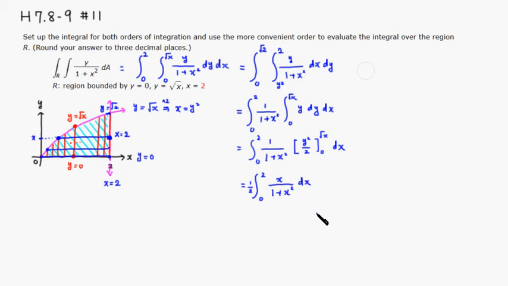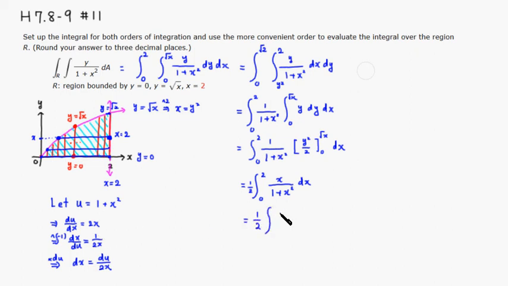We can use substitution here to evaluate. I'm going to let u equal 1 plus x squared. Then take the derivative of u with respect to x, and you will get 2x. Take the reciprocal of both sides, so dx over du is equal to 1 over 2x. Then multiply both sides by du, so dx is equal to du over 2x. Put that back in. You're going to have 1/2 and the integral, leaving x as it is, but the denominator is u, and dx is the same thing as du over 2x.